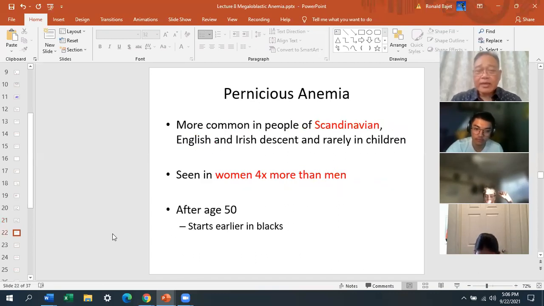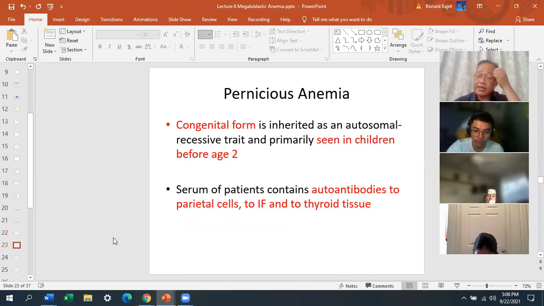Pernicious anemia is common in people in the Scandinavian countries. It's rare in children, usually adults, and it's seen in women 4 times more than in men. The age group is after 50 years old. So this is pernicious anemia: Scandinavians, adults greater than 50 years of age. For Blacks, it starts at an earlier age. Okay, but in Scandinavia, it's 50 years of age. The congenital form, meaning you're born with this condition, is seen in children before the age of 2.